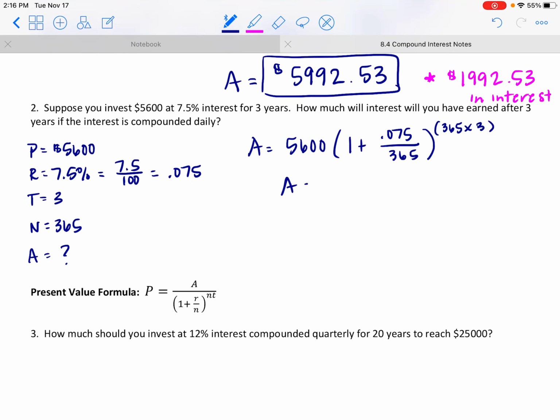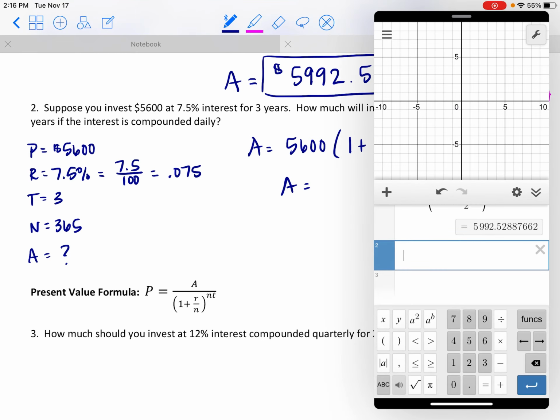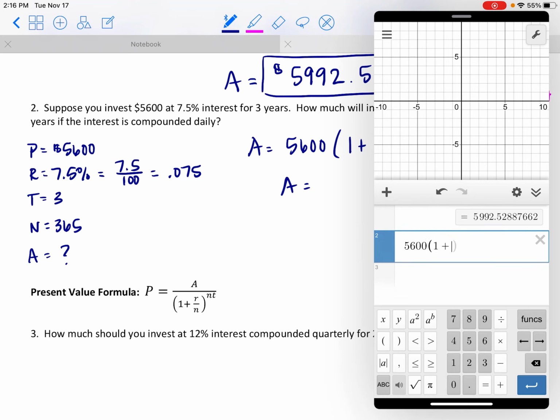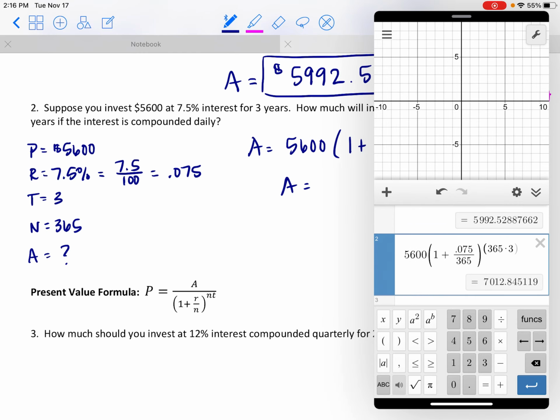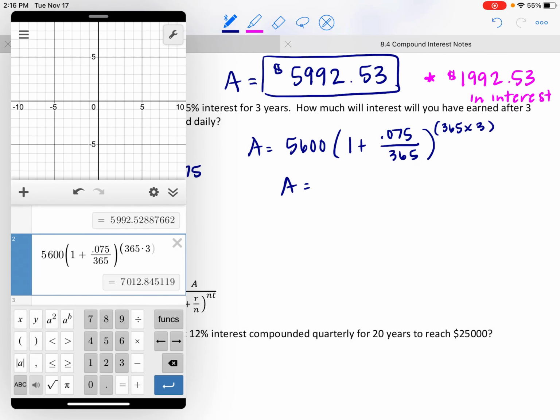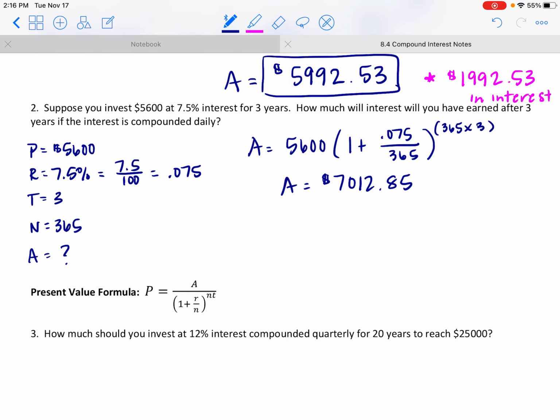So that's going to give us a final amount of, let's see, 5,600 times 1 plus 0.075 over 365. Raise that to the, in parentheses, 365 times 3. And we end up with $7,012.85. Okay? So be careful.